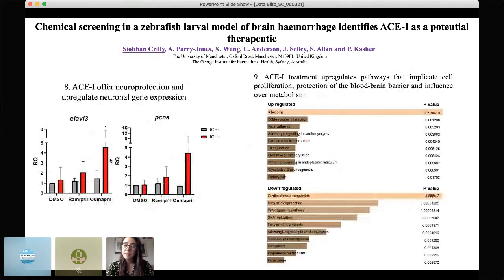So we noticed that there was an upregulation of a neuronal marker, ELAV-like 3, in the fish, and a proliferation marker, PCNA, more so with quinapril than ramipril. And in order to determine some more information about the neuroprotective mechanism occurring with ACE inhibitor treatment, we've recently completed a proteomics assay with the protein lysates from heads from these treated fish, and noticed that this potential neuroprotective mechanism could be offered through protection of the blood-brain barrier and ECM receptor interactions, influence over metabolism and lipid processing, and direct implications on cell proliferation.